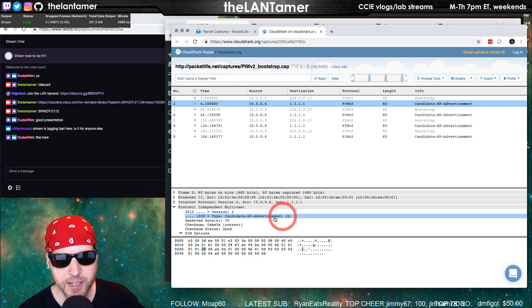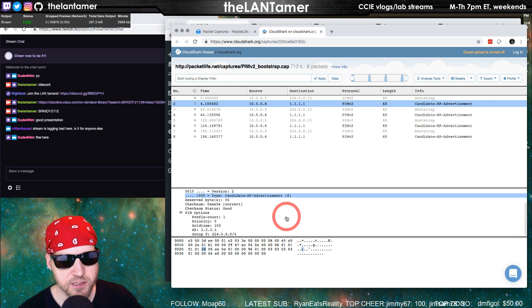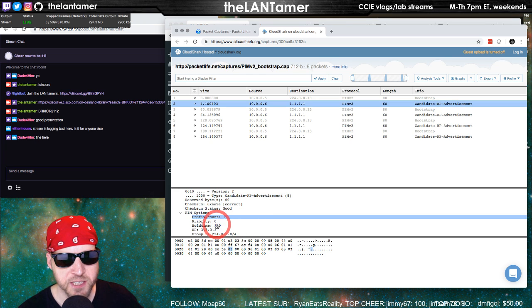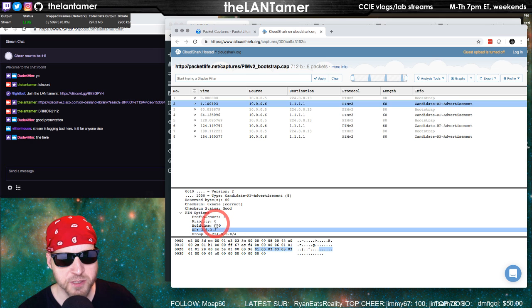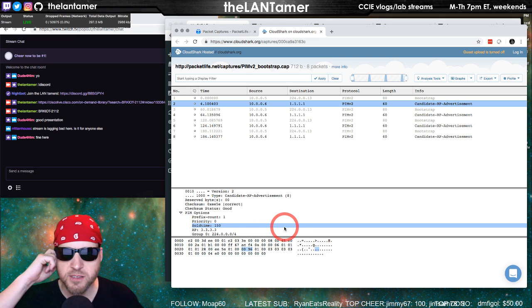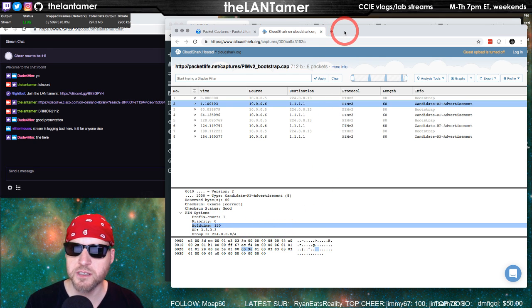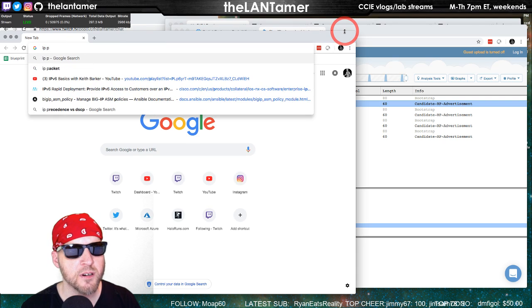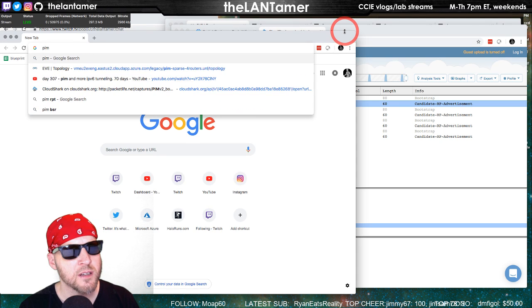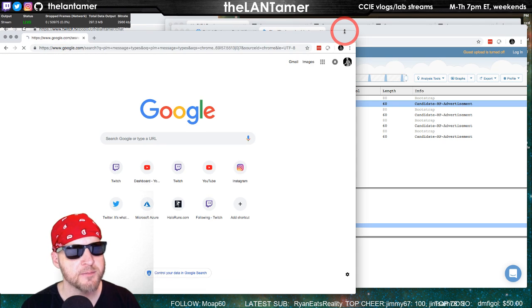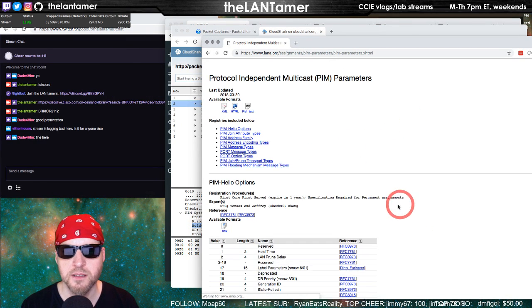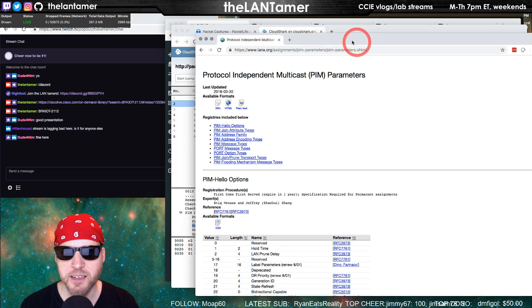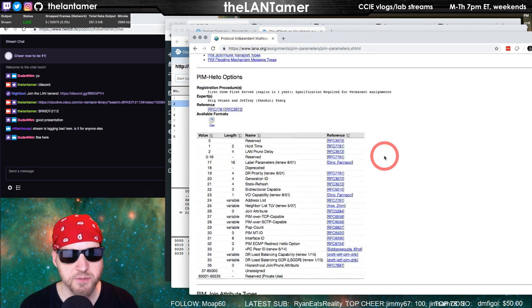Interesting, type is number 8. Candidate RP advertisement. Prefix count. And it's the same, everybody, right, by default. And there's an RP address. The hold time is 150. You know what? Let's look at the PIM message types. I thought I knew them, but here's the IANA. Can't go wrong with this. This is official.